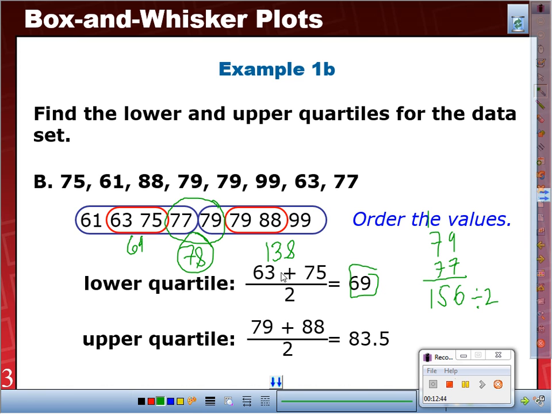The upper quartile is 79 plus 88. 79 plus 88, that's 167. So therefore, 167 divided by 2, that's 83.5. Yeah. No, I know. We're just counting these right here.